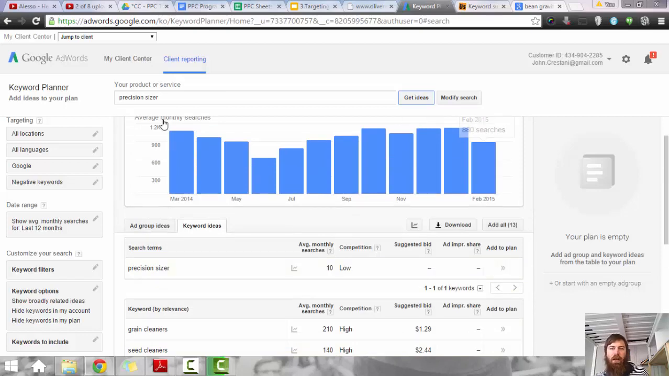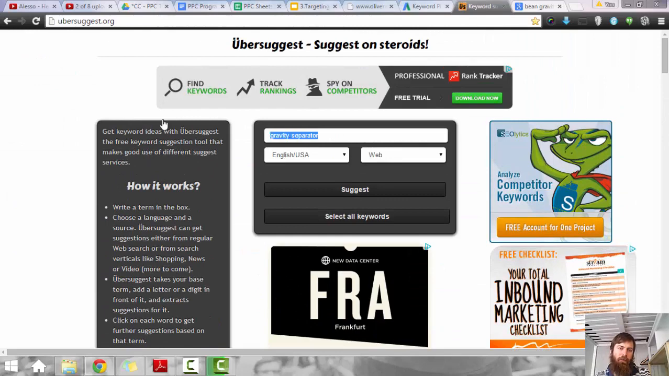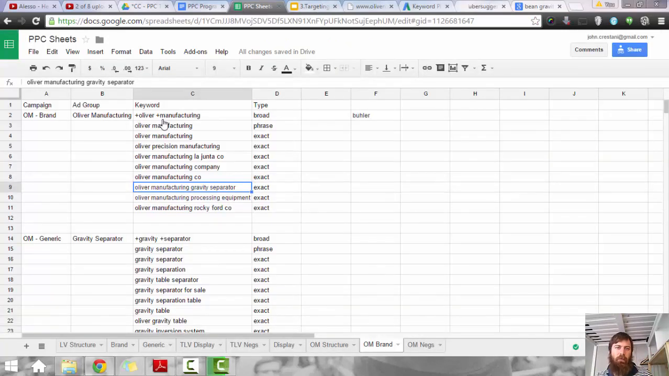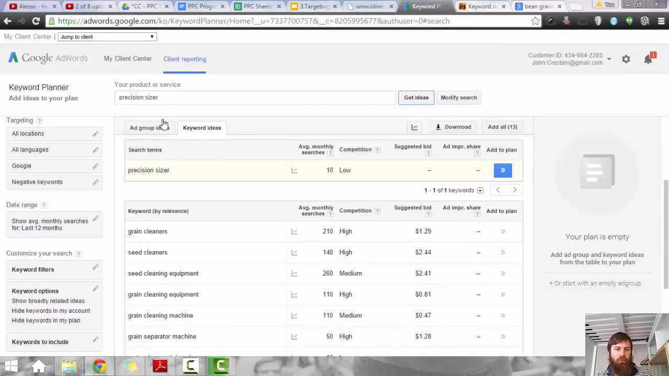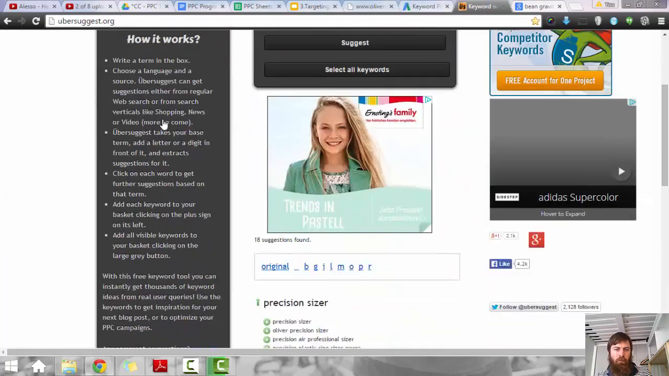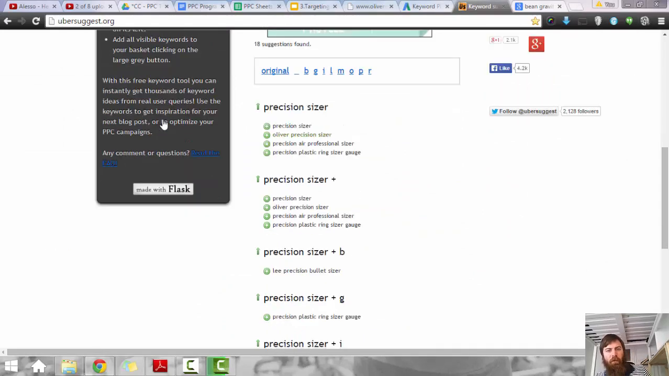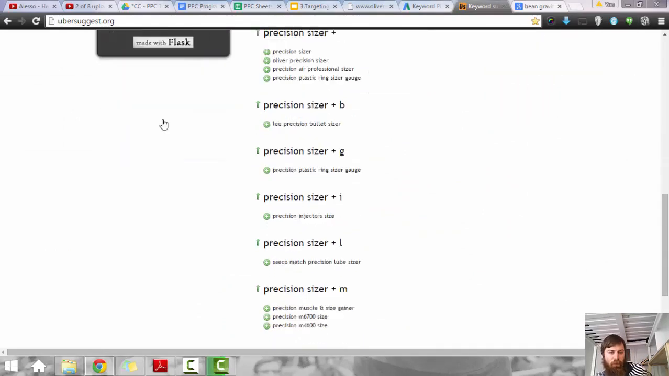Precision sizer. Now, again, I don't have enough industry knowledge, so I'm kind of flying blind here, but I'm just going to try to find out some stuff. I could spend hours trying to figure this out on my own, but usually the best thing to do is just have a phone call with the person who runs this company. Not that I'm working with them, but processing equipment. Oliver Precision Sizer is a main term.